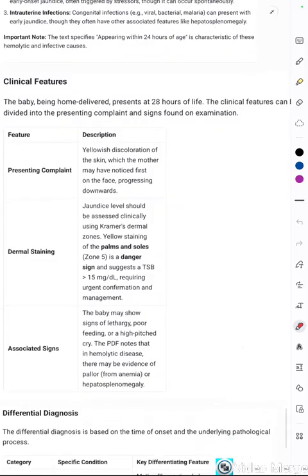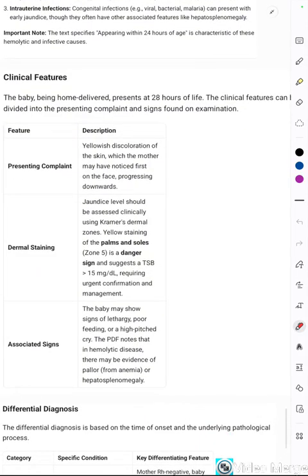Then the clinical features. The presenting complaint will be yellowish discoloration of the skin, and it will be cephalocaudal in progression. Dermal staining can be seen by visual assessment of the Kramer zones. If it involves the head and the neck region, then the serum bilirubin levels will most likely be between 5 to 7. If it involves the chest and the trunk region, then 7 to 9. If it involves the lower abdomen and the thigh, it will be 9 to 11. 11 to 13 in case of legs and forearms, and if it involves the palms and soles, then it is 13 to 15 or more than 15. 13 shows the danger sign.